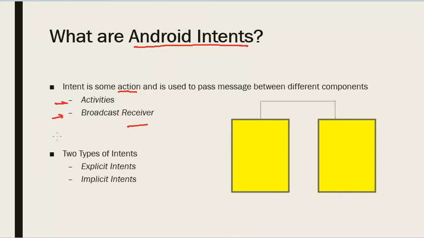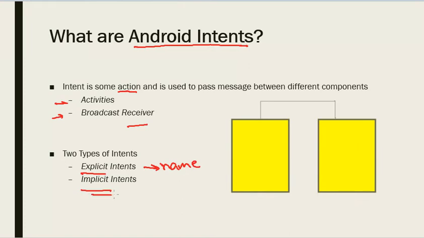Types of intents. There are actually two types of intents. One is explicit intent, and the other is implicit intent. Explicit intent is when, while creating the intent, you pass the activity class name, for example MainActivity dot class. If you want to come back to main, you mention the name of the activity explicitly. So this is called an explicit intent. The name of the activity that is going to handle your intent is mentioned.